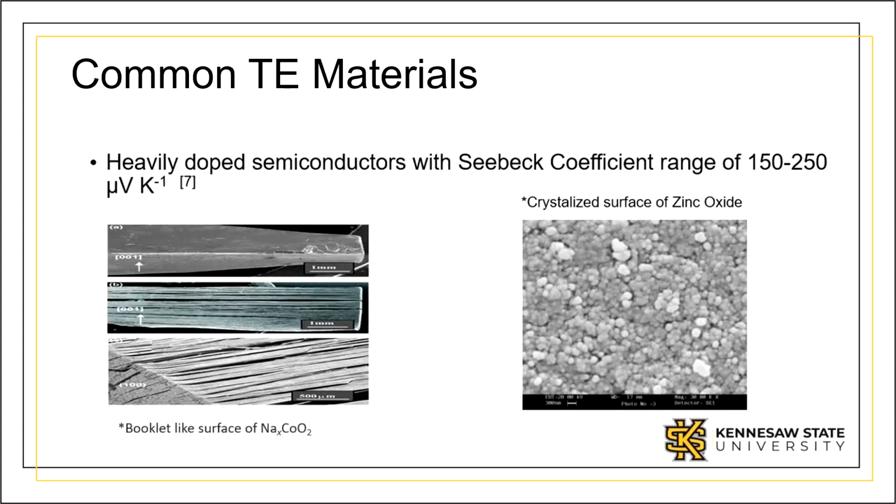To this day, most common thermoelectric materials are produced by heavily doping semiconductors to produce an N-type or P-type material based on the manufacturer's specifications. The doping of these materials typically produces a Seebeck coefficient of around 150 to 250 microvolts per Kelvin. Below are some advanced microscopy images of the surfaces of two different thermoelectric materials, shown here.